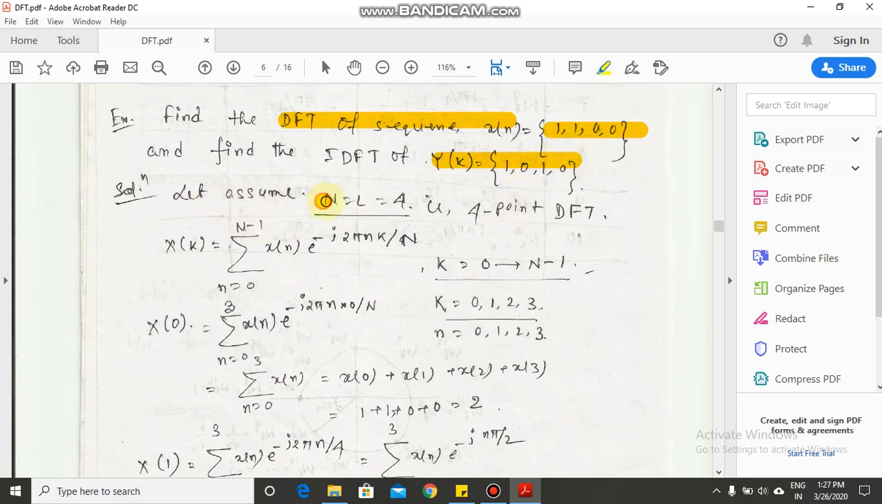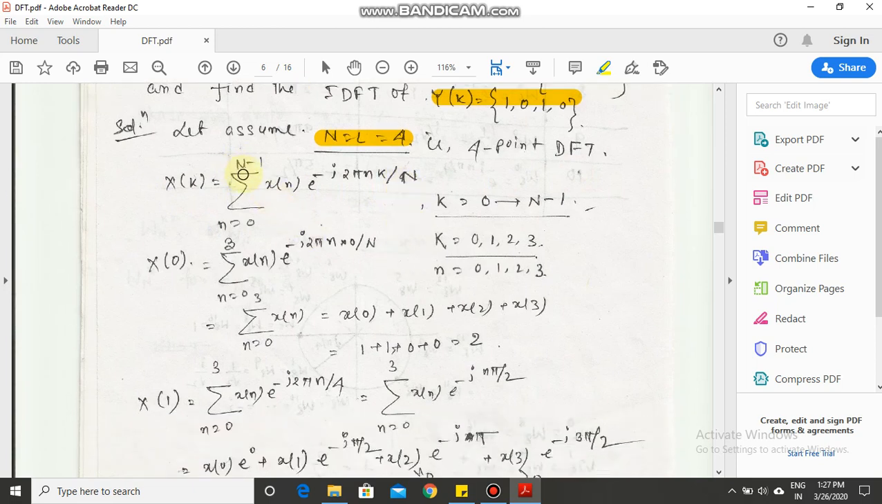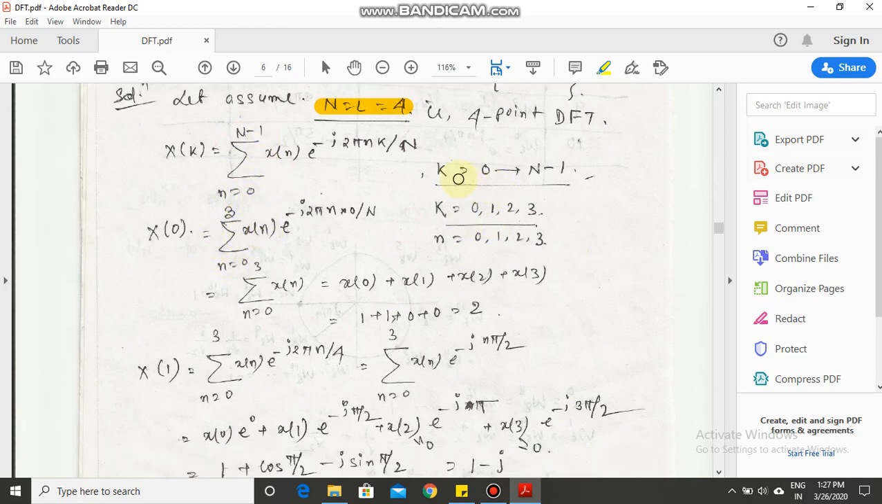Let us assume we have taken N equal to 4, so we will find the 4-point DFT, and this is the formula of the direct DFT method. Here capital N is equal to 4, so the value of n varies from 0 to 3. Also k is from 0 to 3, because both n and k vary from 0 to N minus 1. Here capital N is equal to 4.